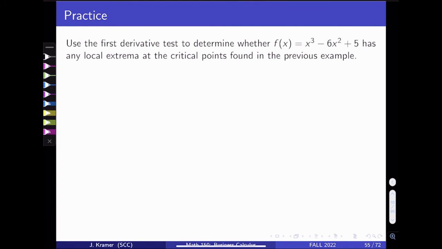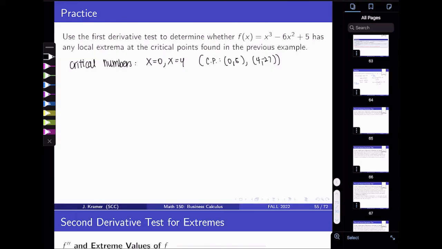So we'll use the first derivative test to determine whether f of x equals x cubed minus 6x squared plus 5 has any local extrema at the critical points found in the previous example. Just as a reminder from the previous example, we found the critical numbers of x equals 0 and x equals 4, and their associated critical points, which I'm going to signify as CP, were (0, 5) and (4, negative 27).